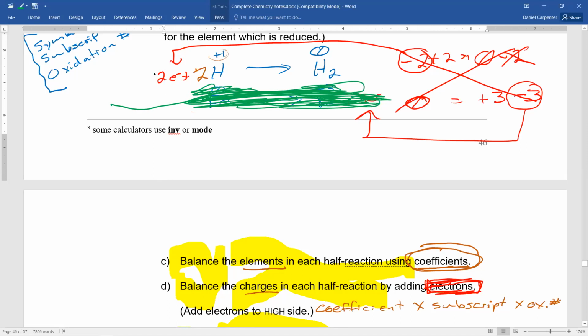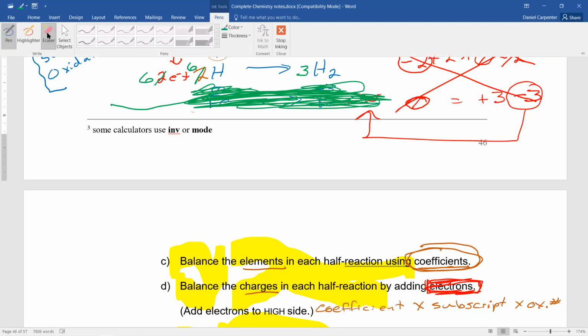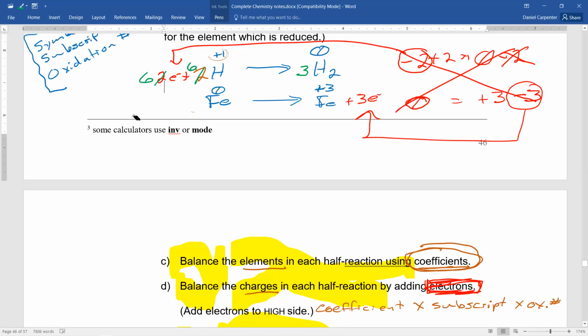What do you have to multiply? The least common multiple of 2 and 3 is 6. So I'm going to have to multiply every coefficient in this half reaction by 3 to get 6 electrons. So 2 times 3 is 6. 2 times 3 is 6. And 1 times 3 is 3. Good? Now, see, this is what I can do that you can't.